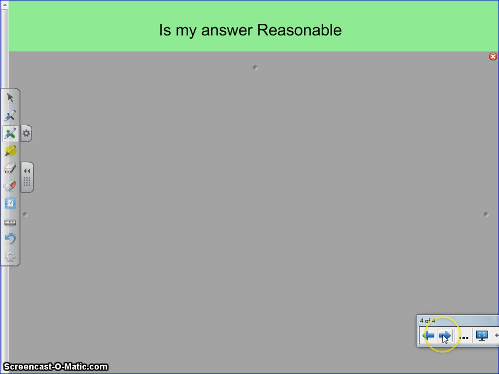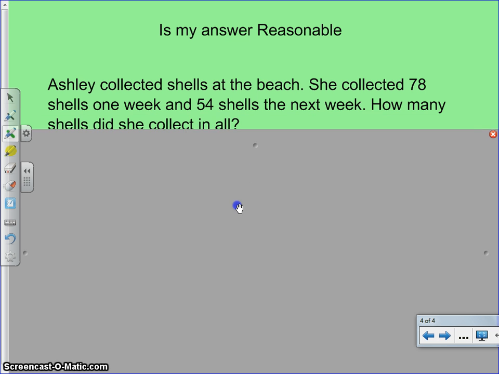Now let's take a look at the more common mistake, and that's when your addition or your subtraction is not correct. There is a good way to check and see if your answer is reasonable. Let's take a look at this example here.